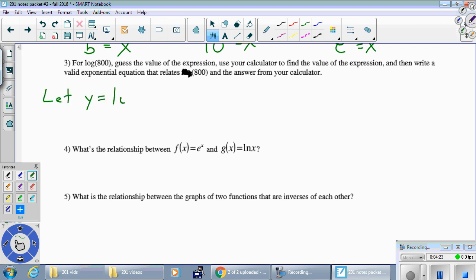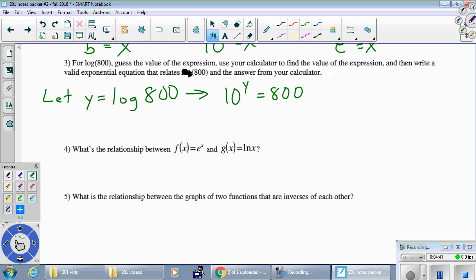And just by giving it a name, we have given ourselves the opportunity to translate this into an exponential equation. So remember, this is the common log. When no base is written there, it's implied to be a 10. So that equation is equivalent to 10 to the y equals 800. And now I have something I can wrap my brain around.